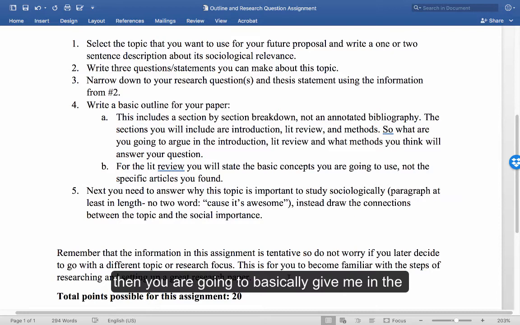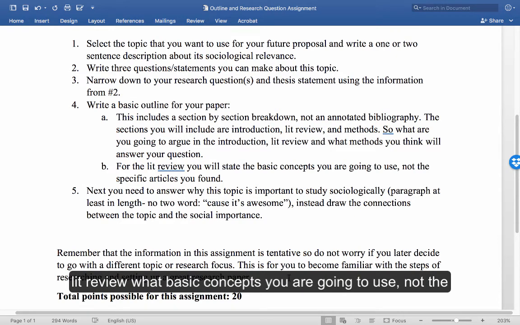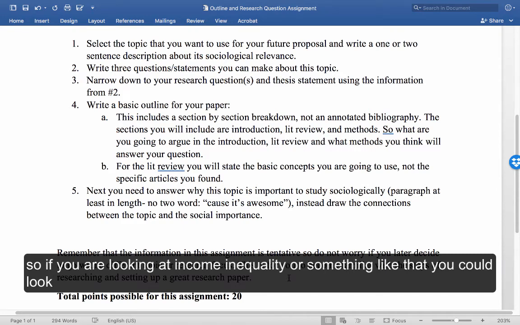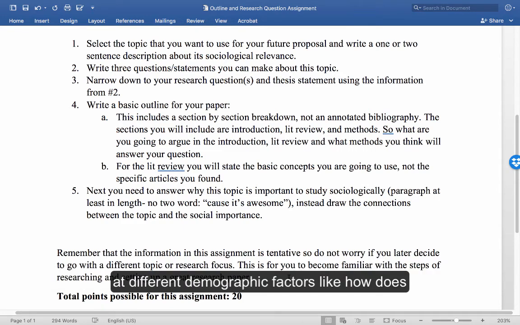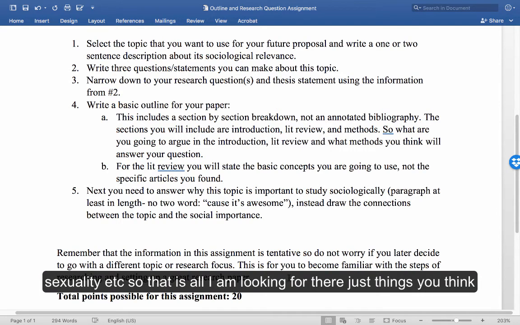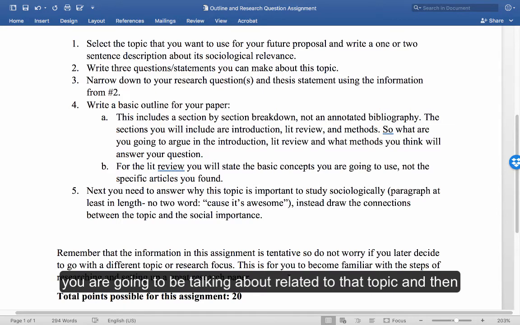Then you're going to basically give me in the lit review what basic concepts you're going to use, not the specific articles, just the concepts that you're looking at. So if you're looking at income inequality, you could look at different demographic factors, like how does income inequality vary based on race or gender or sexuality, something like that. And your subtopics or the bullet points of your lit review could be those different things like race, gender, sexuality, etc. So that's all I'm looking for there. It's just things you think you're going to be talking about related to that topic.